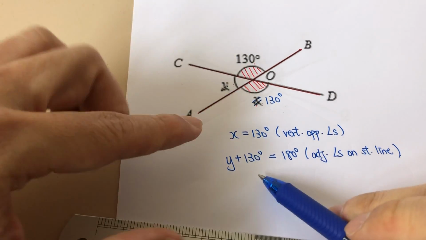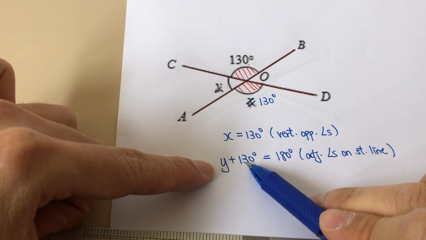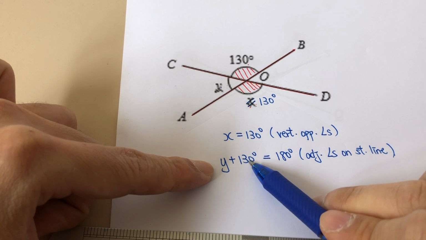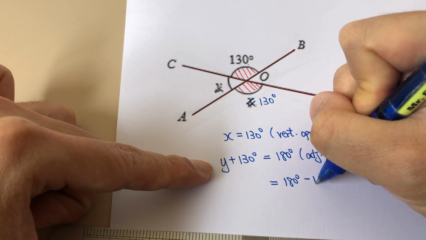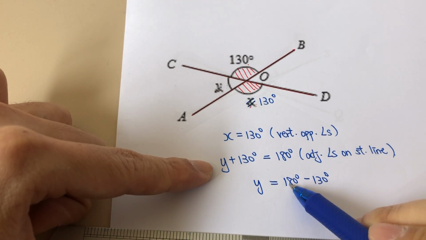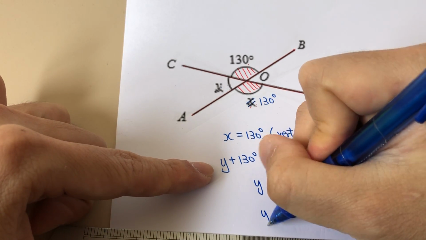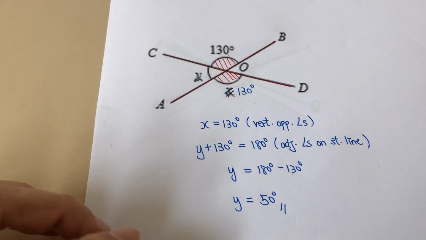Right? So what should we do so that we could tell what is Y? Yes, we rearrange the term 130, move it to the other side, becomes negative 130. So that we have Y equals 180 minus 130, so that it becomes 50 degrees. Okay?